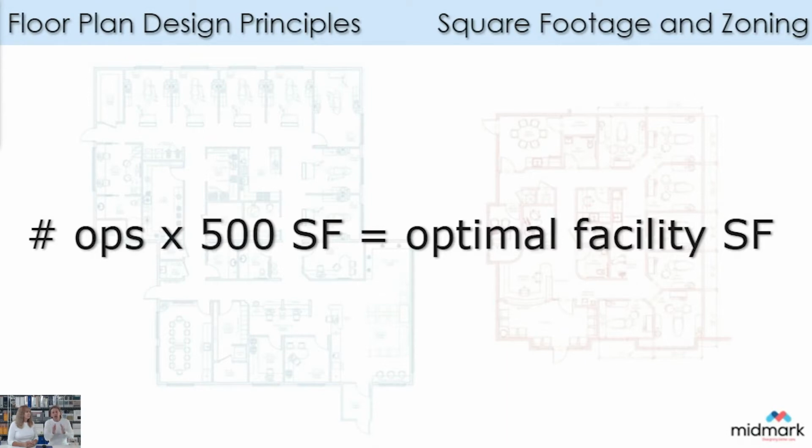But to arrive at ideal square footage for your office, you take the number of operatories times 500 square feet. So a 5-operatory office, ideally, optimally, is housed in 2,500 square feet. A 10-operatory office, we would love to have 5,000 square feet. And that's an optimal starting point.